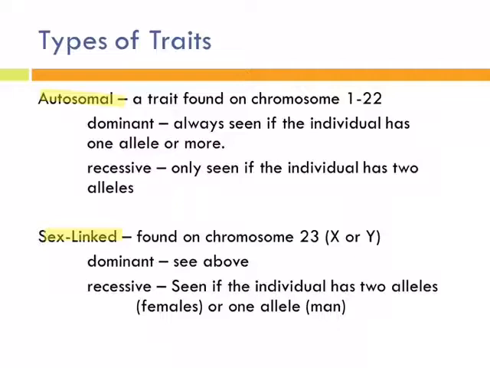For a sex-linked trait, these are found on the 23rd chromosome, which is X and X if it's female, or X and Y if it's male. Normally, sex-linked traits are found on the X chromosome. In a recessive person, a male can have the recessive trait if the trait is X-linked, if he only has one copy of it, because the Y has no copy of that gene or that trait.